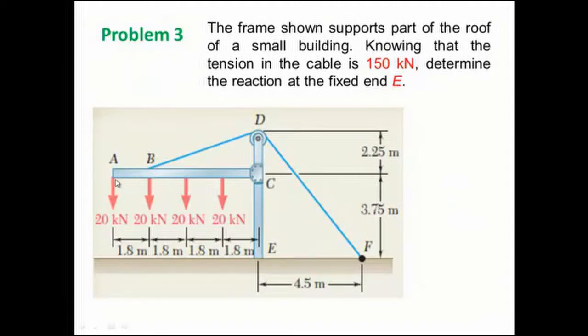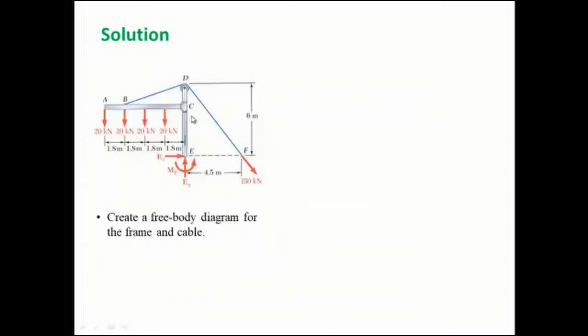So you see there are 4 forces in this frame, and another cable is used which is fixed here at F. Let us see what we have to find out: reactions at fixed end E. So it is a fixed end, so all 3 reactions will be here. Let us now see the free body diagram.